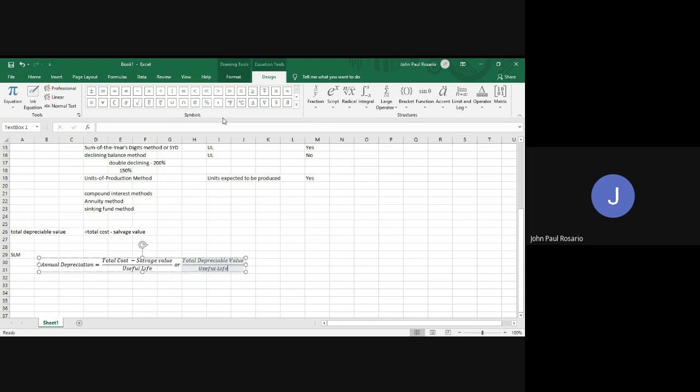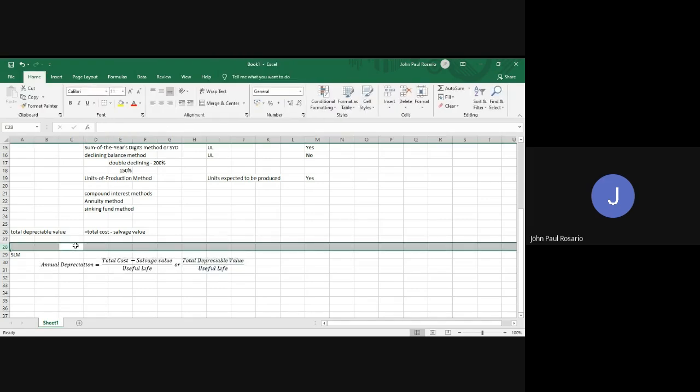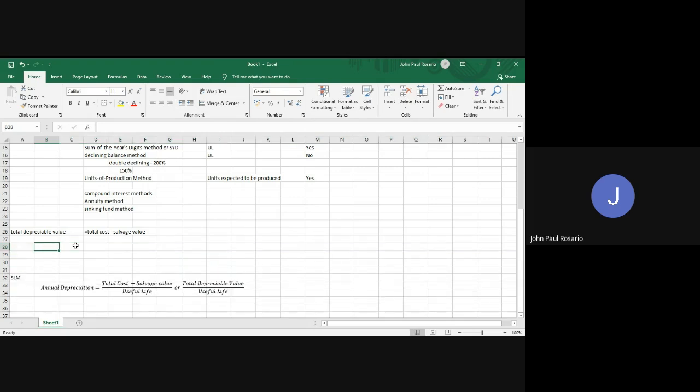Okay. Let me see. So let's say that we will be using this problem for all of our examples. Okay. Sige, let's use Barton Enterprises.